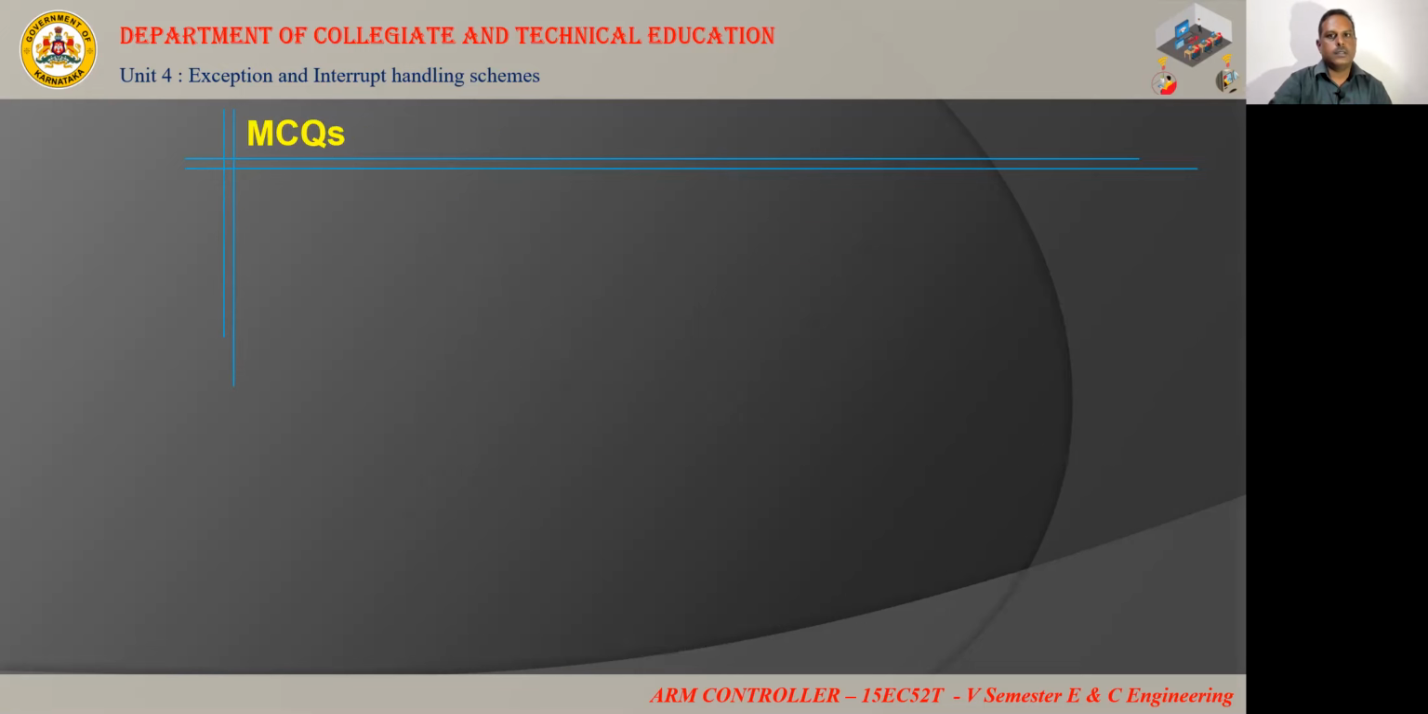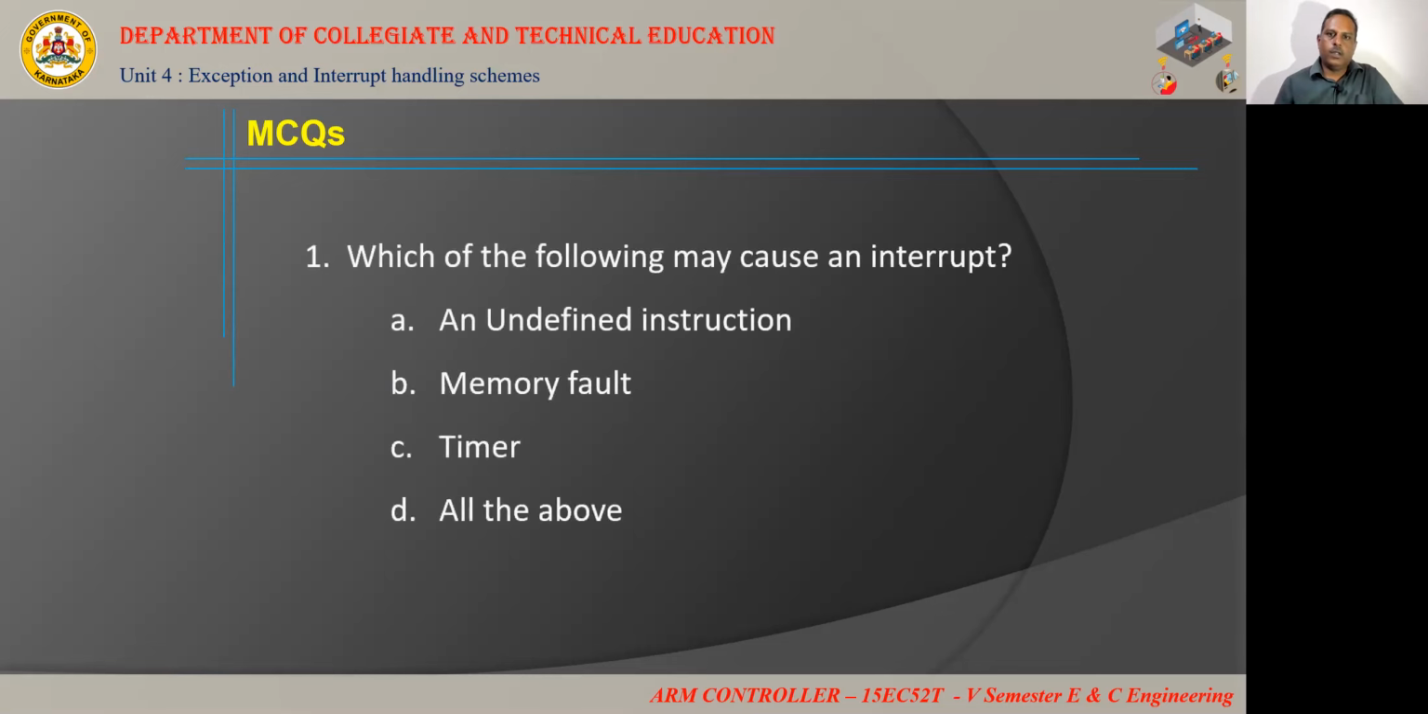So that's all in this session. Now let us discuss some questions to understand this session better. Let us take up the first question. Which of the following may cause an interrupt? An undefined instruction, memory fault, timer, all the above.